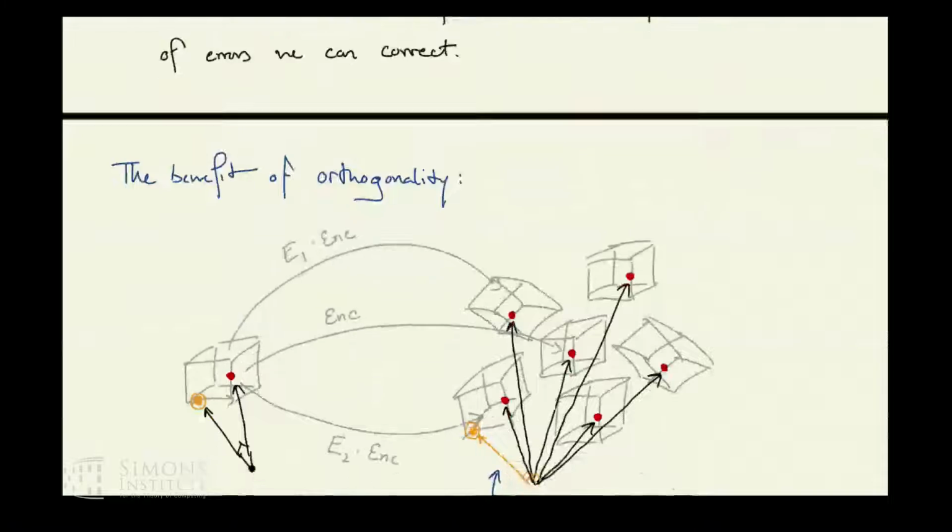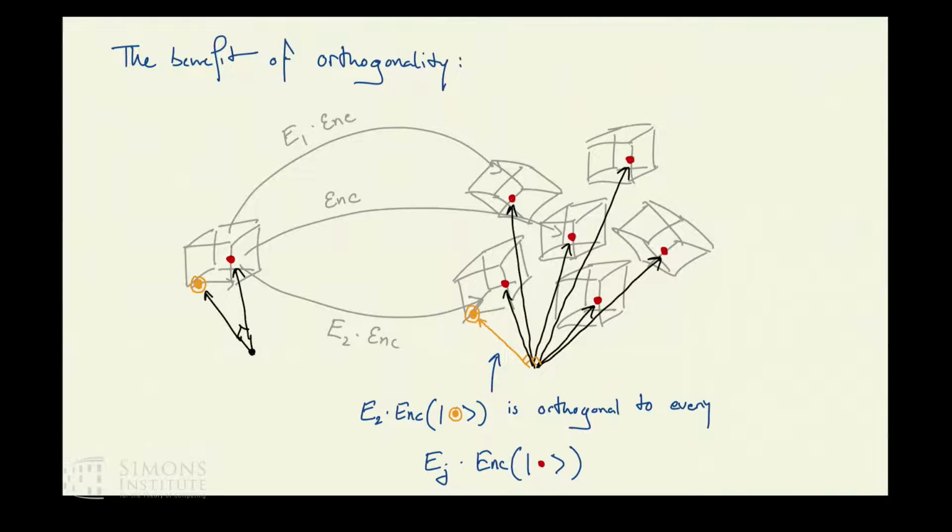All right. Okay, so what's the benefit of this orthogonality? Well, here's what you get. You have these two vectors, this orange and red vector in the initial thing, and we're going to assume they're orthogonal.